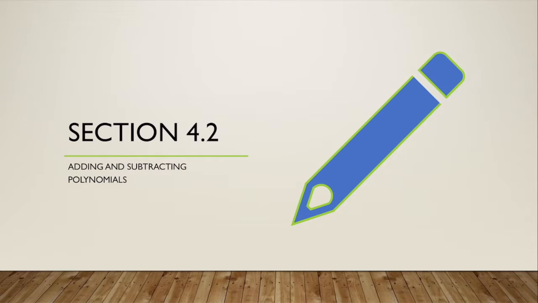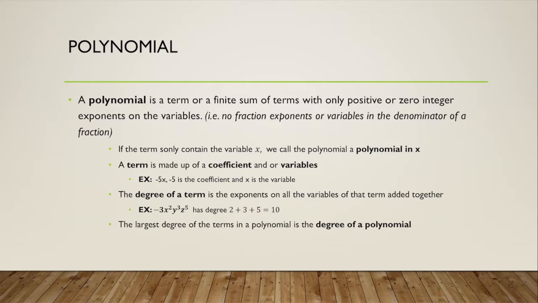Section 4.2 is about adding and subtracting polynomials. So a polynomial is a term or a finite sum of terms, so meaning something you can actually count, with only positive or zero integer exponents on the variables. That means no fraction exponents or variables in the denominator of a fraction.